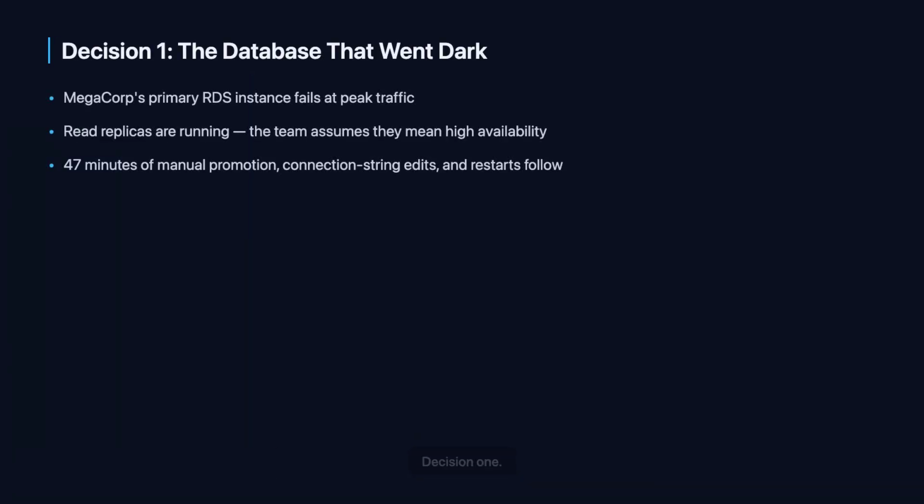Decision 1. Megacorp's primary RDS instance fails right at peak traffic. The good news, they thought, was that read replicas were already running for reporting queries. Surely those provide high availability, right? So the team starts the failover, except there's no automatic failover. They spend 47 minutes manually promoting a replica, rewriting connection strings, and restarting app servers, all while the site is dark. The infrastructure they trusted for availability was never built for it.